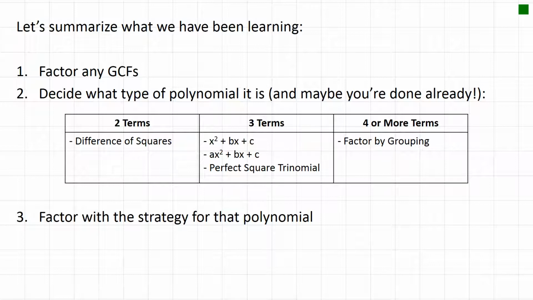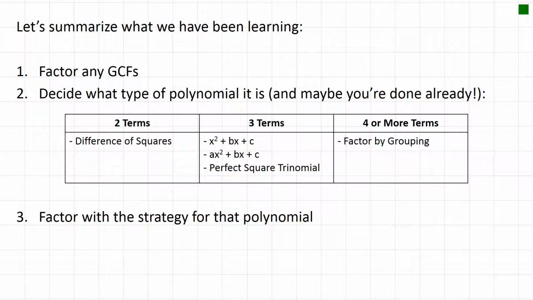So the first step is to factor any greatest common factors. Just take a look if there's any number in common, if there's any variable in common, remove it ASAP. Next up, decide what type of polynomial it is. And in that case, you might already be done.